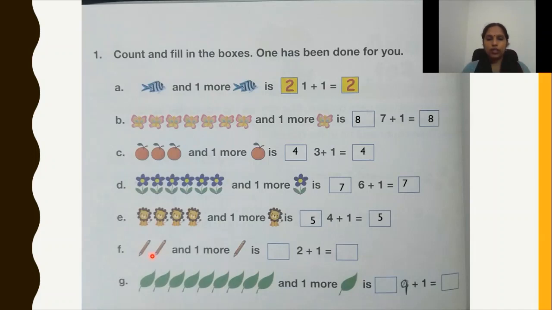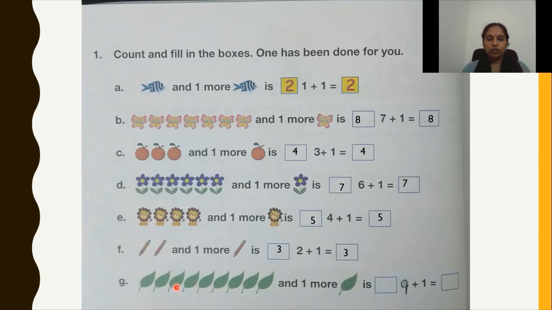F. How many pencils? 2 pencils. How many are we going to add? One more pencil. So totally 3 pencils. Very good. So 2 plus 1 gives you 3.